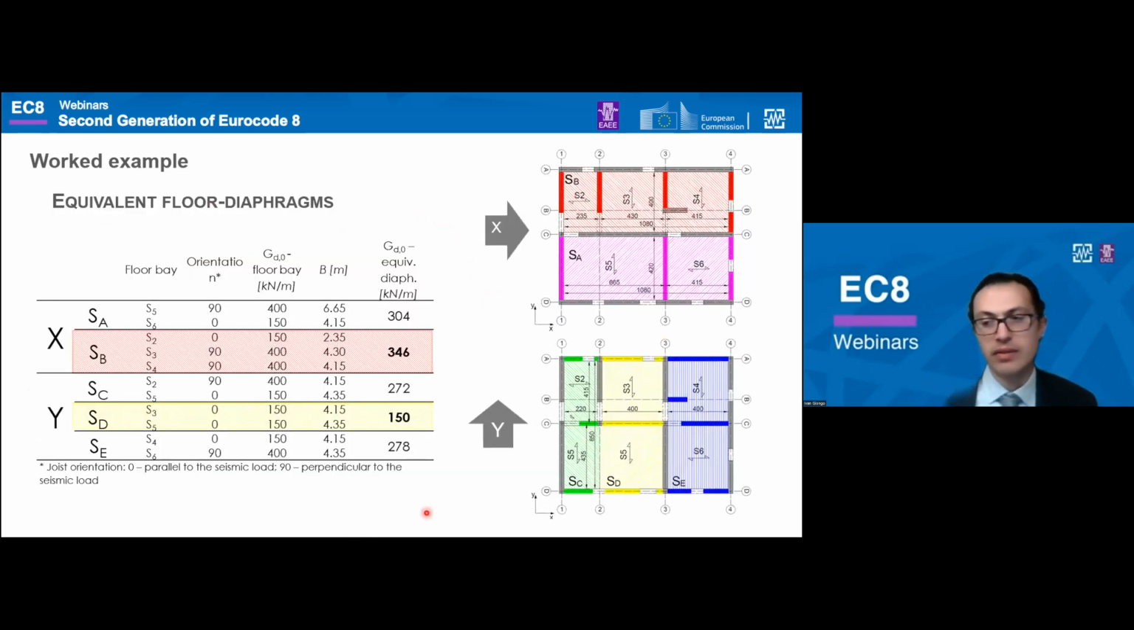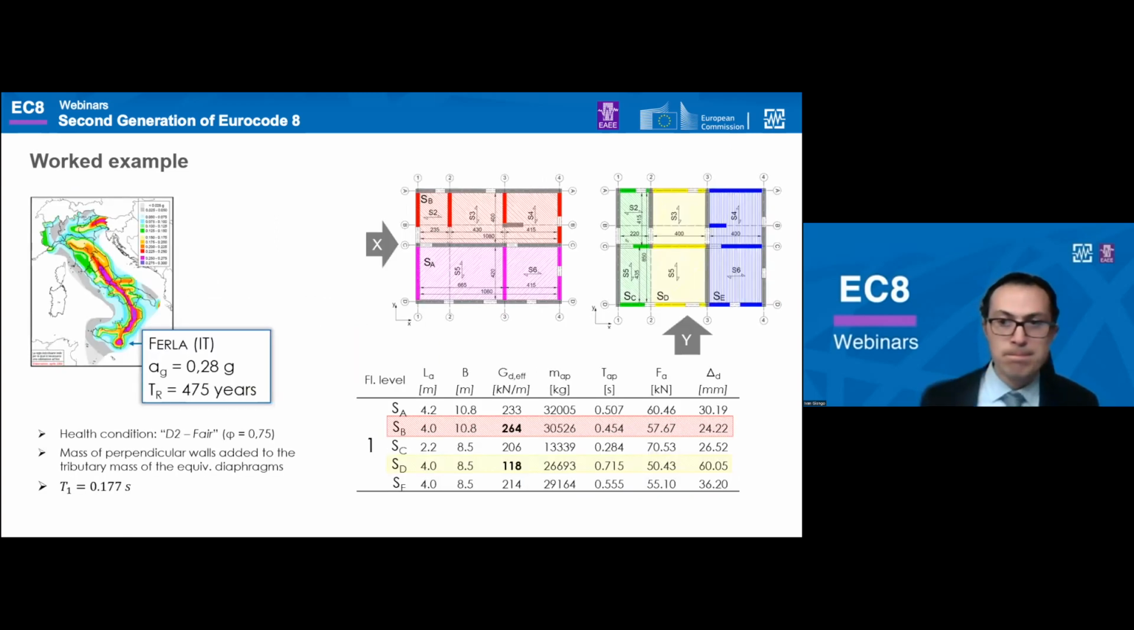Here you can see the equivalent shear stiffness values calculated for the equivalent diaphragms, and the values range from a minimum of 150 to a maximum of 246 kilonewton per meter. The construction site selected for the case study is the municipality of Pelà in southern Italy, which is characterized by high seismic hazard. And once the condition factor and the influence of the face-loaded walls are accounted for, we get the effective stiffness values that you see reported here.